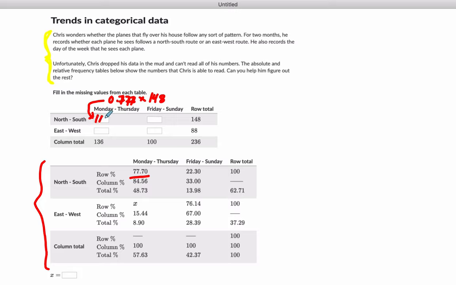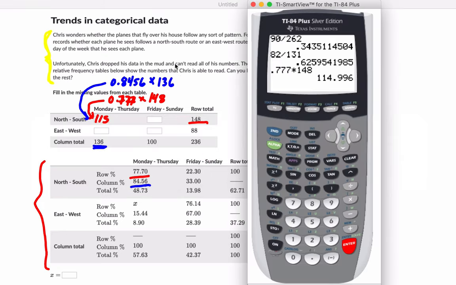So 115. Now, I could have used my column percentage, 84.56, of this number. The row refers to this number, and the column refers to this number here. So you could have done 0.8456 times the column, which is 136. Let's see what happens. You get 0.8456 times 136, and you get 115. Now it's a little bit over because of the rounding, but it's still close to 115.